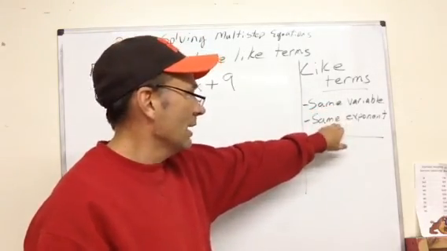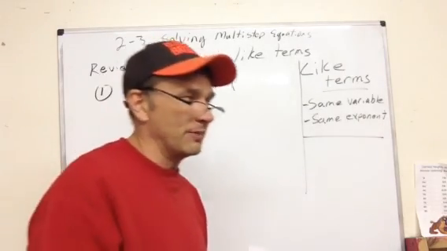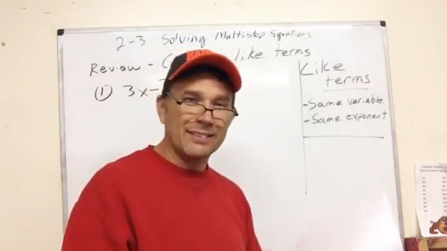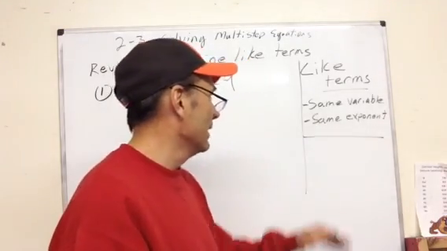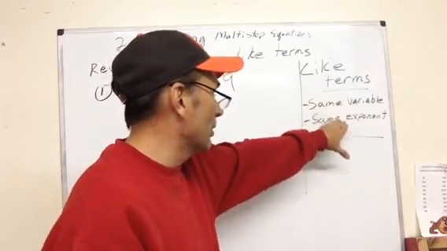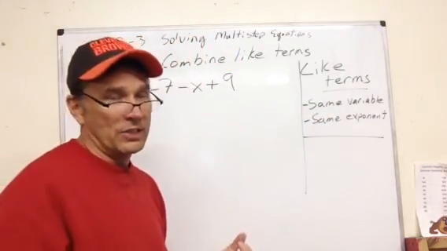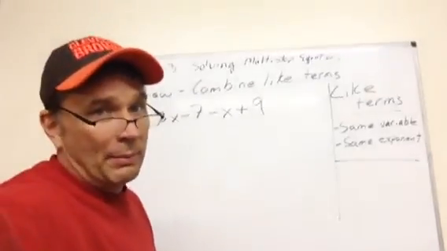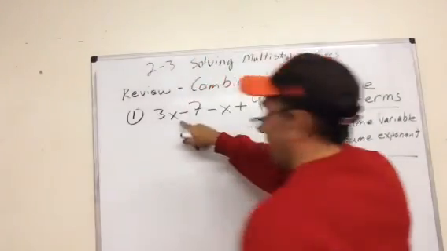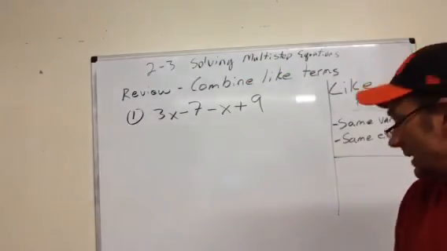The second part, the same exponent. So x to the first plus x to the first, we can add those. X to the second and x to the third, we cannot because they're not the same exponent. If they're the same variable and same exponent, we combine the coefficients, the numbers out in front. So, here's a little review problem. We have 3x minus 7 minus x plus 9.